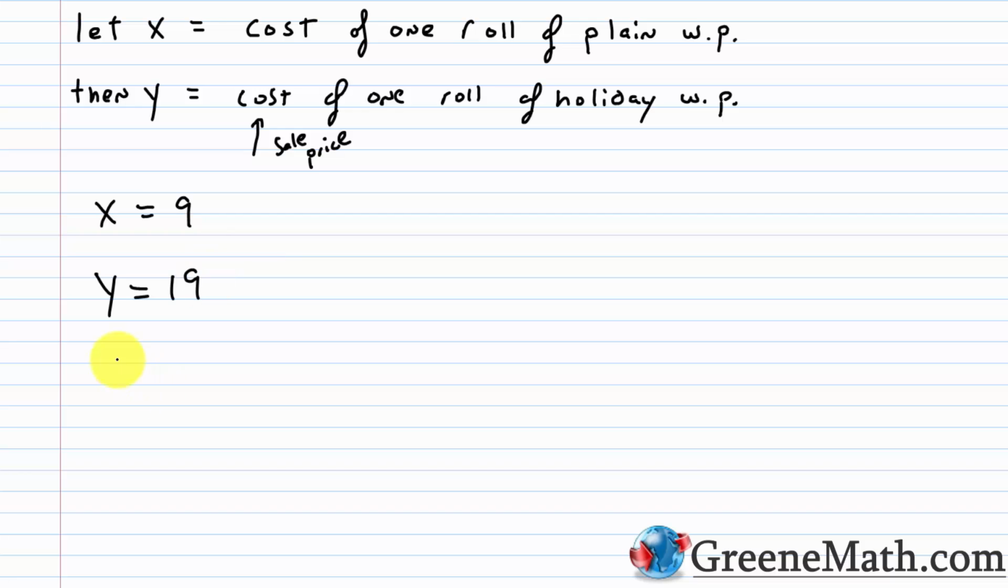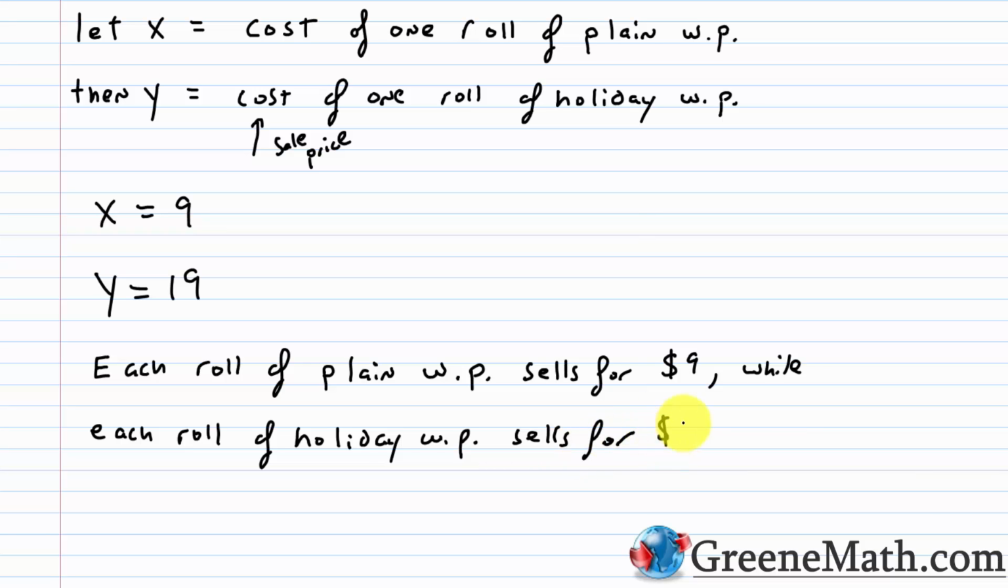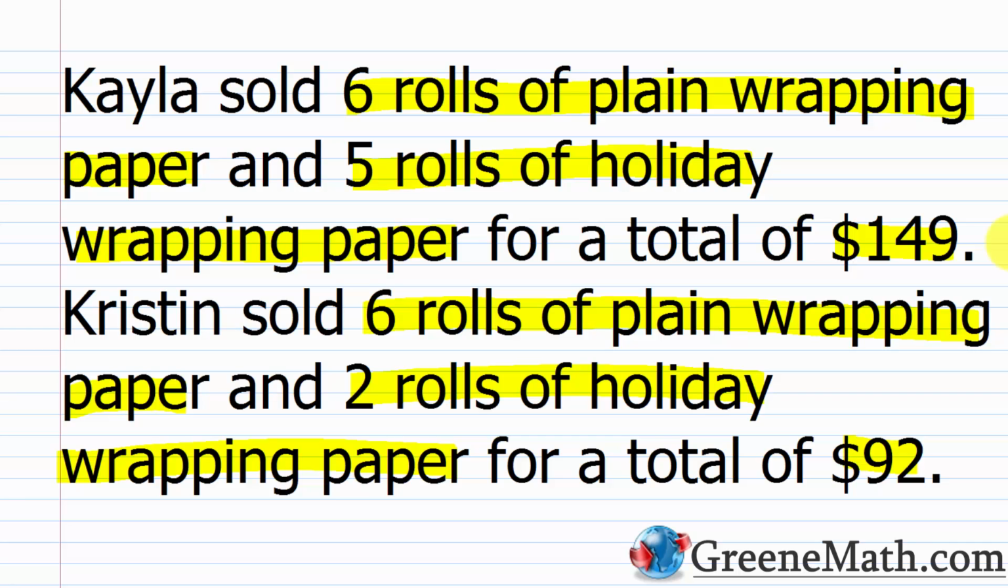So to answer this, we can say that each roll of plain wrapping paper, which again I'll abbreviate, sells for $9, while each roll of holiday wrapping paper sells for $19. And although we've checked the equations, go back into your actual problem and make sure that that makes sense. So again, Kayla sold 6 rolls of plain wrapping paper and 5 rolls of holiday wrapping paper for a total of $149.